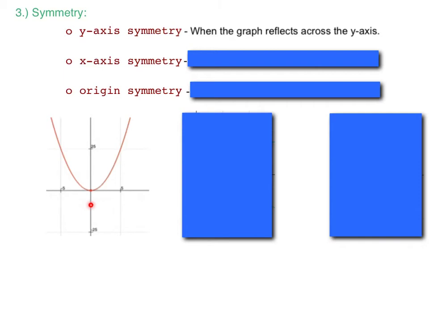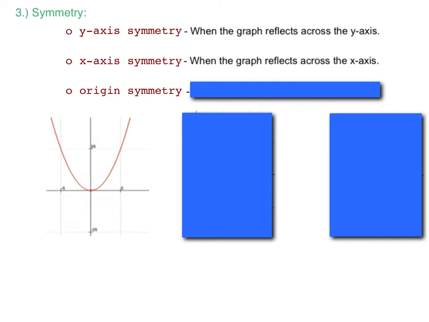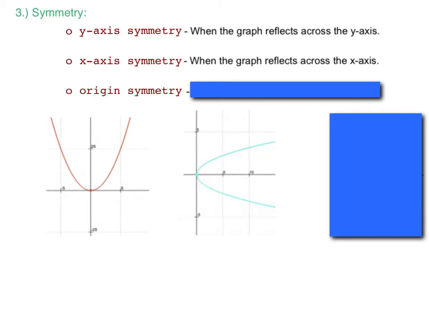Okay, so what is x-axis symmetry? X-axis symmetry is when a graph reflects across the x-axis. Now, here's an example of a graph that is symmetric to the x-axis. So, notice, here's your x-axis here, here's your graph, and it reflects over it. So what's on the top part of the x-axis looks identical to the bottom. It just reflected over. So, x-axis symmetry.